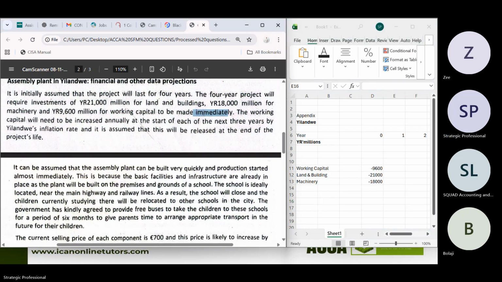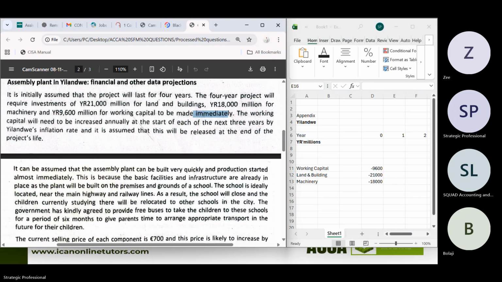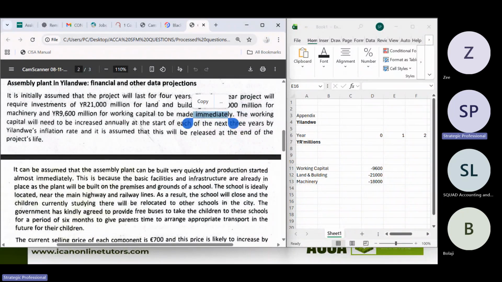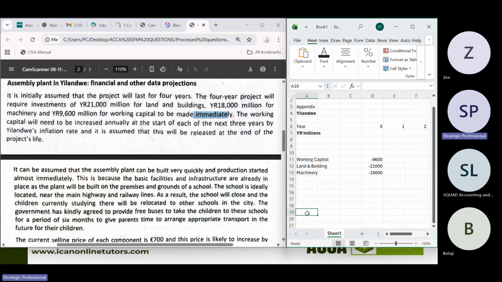They said the working capital will need to be increased annually at the start of each of the next 3 years by Yilandwe's inflation rate. So what is driving my working capital? Inflation rate. Meaning that it will be increased by the inflation rate. The question will now be, what is the inflation rate? We'll get to that part. So it means that immediately I can start doing my workings too.